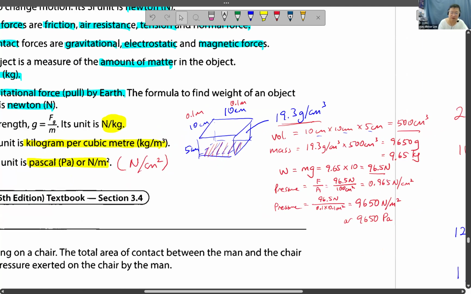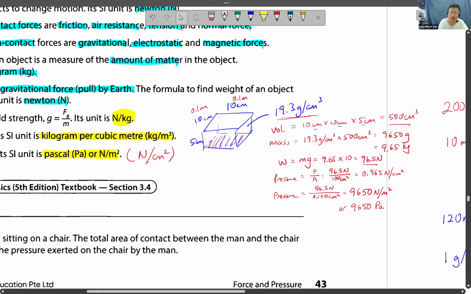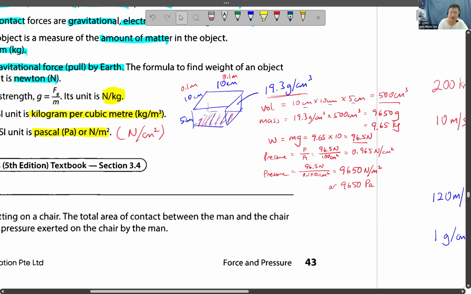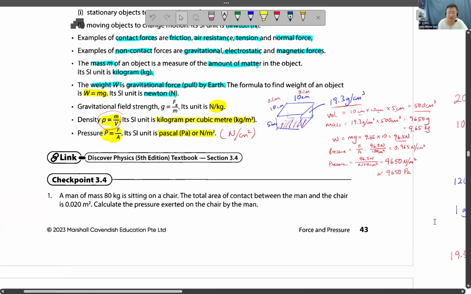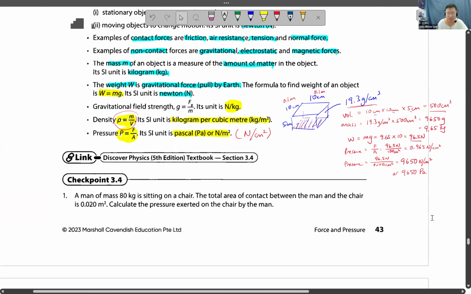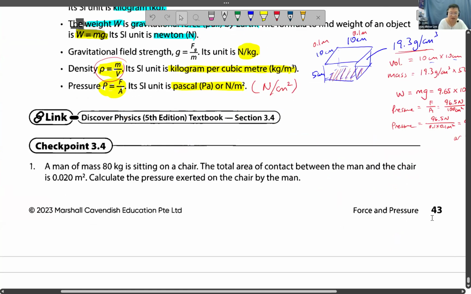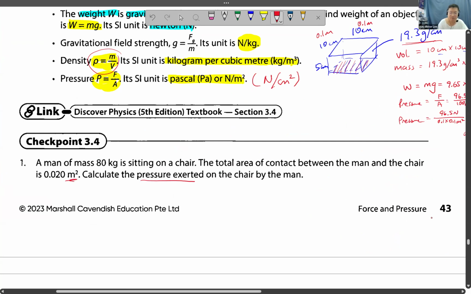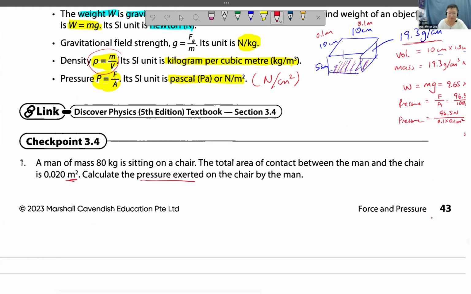I think we are done with this topic. You try this question yourself, see whether you can do it. Down here it never says anything, so you can use whatever they give you, Newton per meter square or Newton per cm square. Since they give meter, you use meter. Very simple. Can you try? Find the weight first.